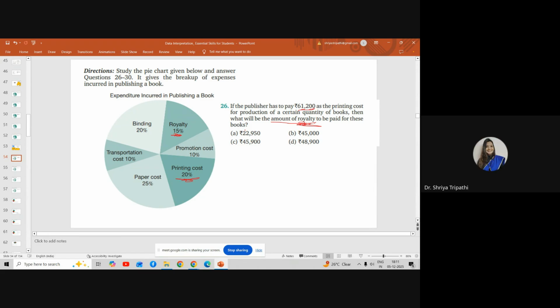Yes, ma'am. Now, the ratio between the printing cost and the royalty is 20 is to 15. Can you simplify it? 20 is to 15, what will it be? 5 fours are 20. 5 threes are 15. Everyone is with me so far? Yes or no?